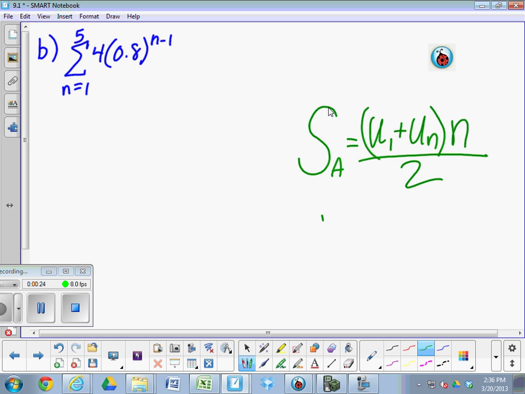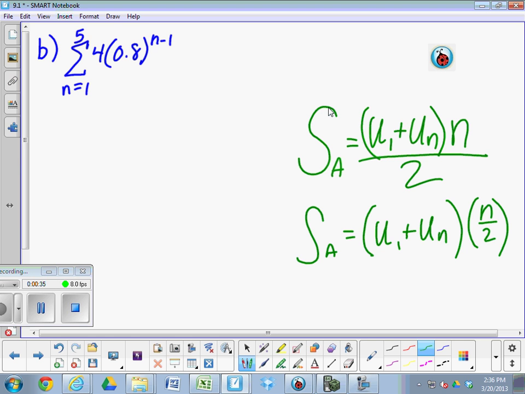Okay. The other way that we just talked about was U1 plus UN. You can use U's or A's. Doesn't matter, really. Times the number of terms over 2. Either way, that formula usually helps you find the answer. Why won't it here?